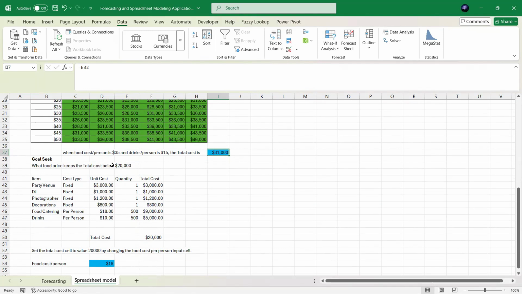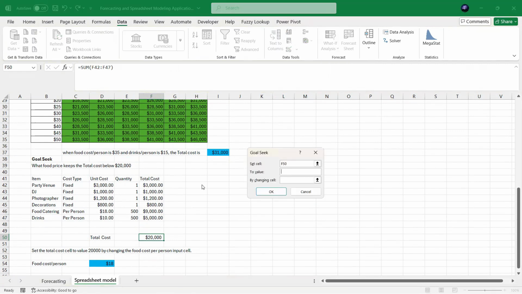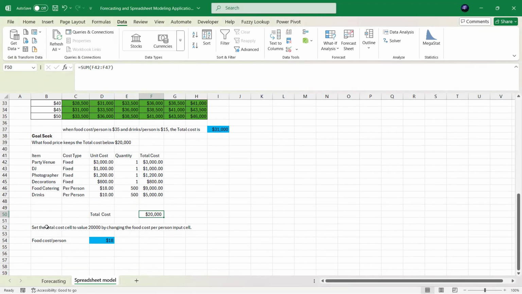Finally, I select goal seek and set cell F50 to the value of 20,000 by changing cell D46. So the goal seek determines the food cost needed to keep total cost under 20,000. By setting total cost to 20,000 and adjusting food cost, it finds $18 per guest meets the budget goal. So that's basically it.